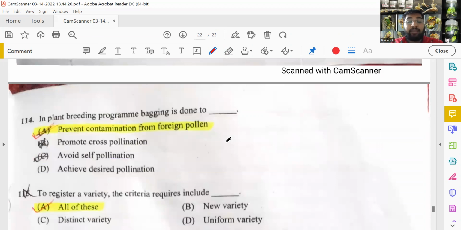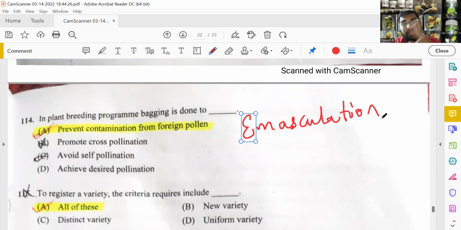In plant breeding, bagging is done for two different reasons. Bagging is done to avoid self-pollination, and also to prevent contamination. But usually, to avoid self-pollination, we cut the anthers. That is called emasculation. So we cut the anthers to prevent self-pollination. So the more appropriate answer is that bagging is done to prevent contamination by foreign pollen grains.